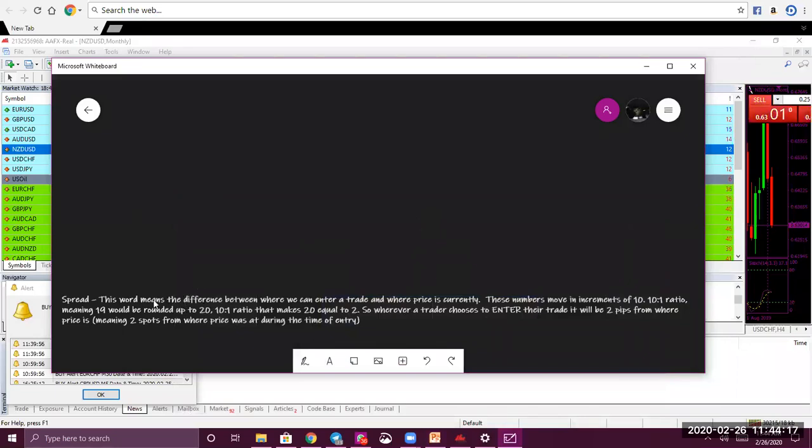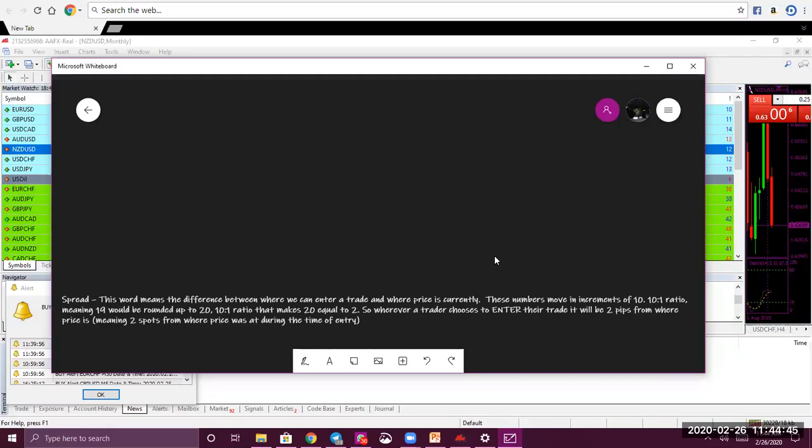This word means the difference between where we can enter a trade and where price is currently. These numbers move in increments of 10 to 1 ratio, meaning 19 would be rounded up to 20. 10 to 1 ratio, that makes 20 equal to 2. So wherever a trader chooses to enter their trade, it will be 2 pips from where price is, meaning 2 spots from where price was at during the time of entry. Now let me explain what that means.